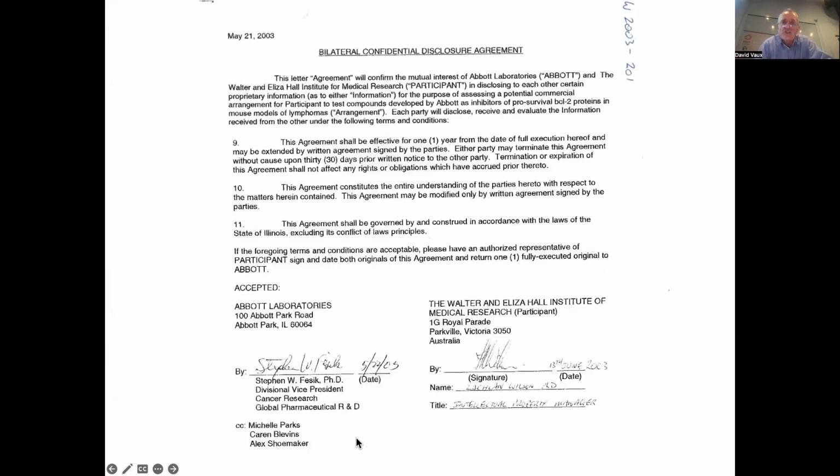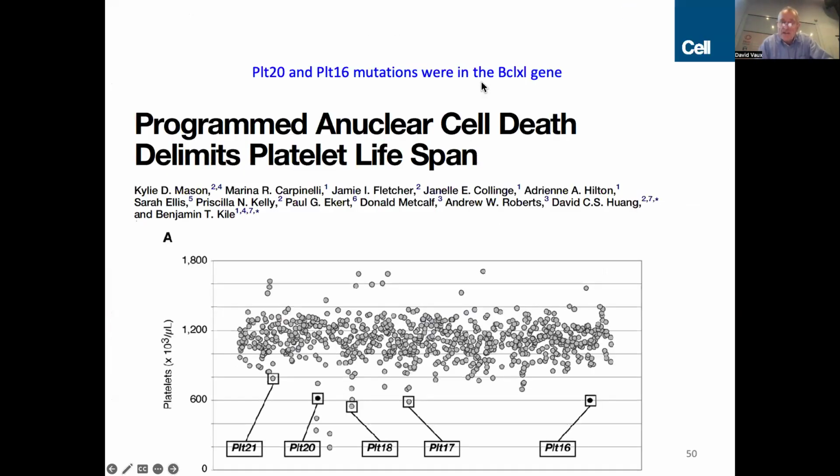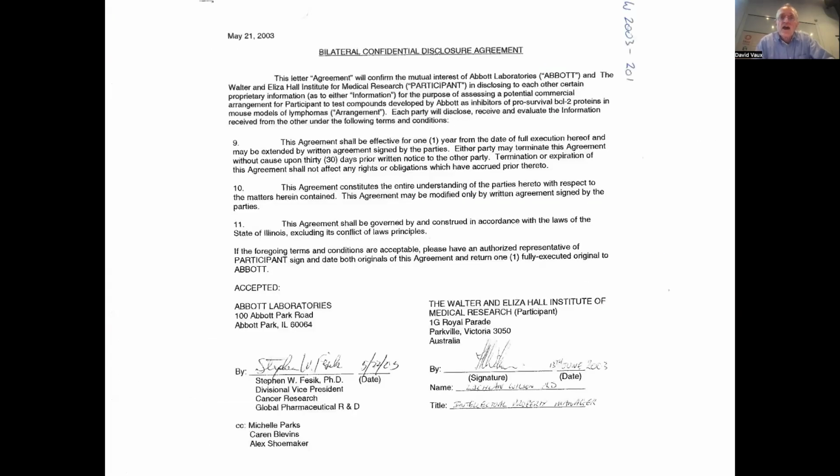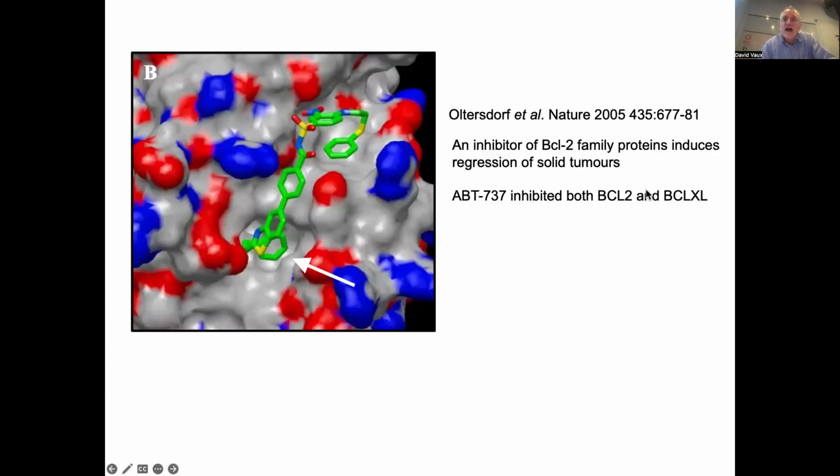And that led to establishment of a bilateral agreement with Abbott, down below, he's Steve Fesik, and the Walter and Eliza Hall Institute to test their first compound. And the first compound was called ABT-737. And here it is binding into a groove on the surface of, it turns out, BCL-XL.